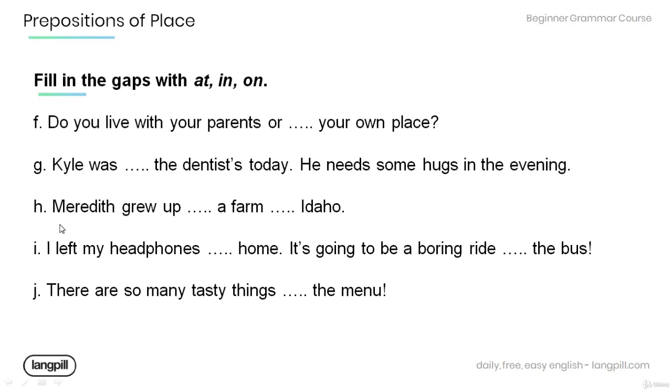H. Meredith grew up a farm, Idaho. I left my headphones home. It's going to be a boring ride, the bus. J. There are so many tasty things, the menu.